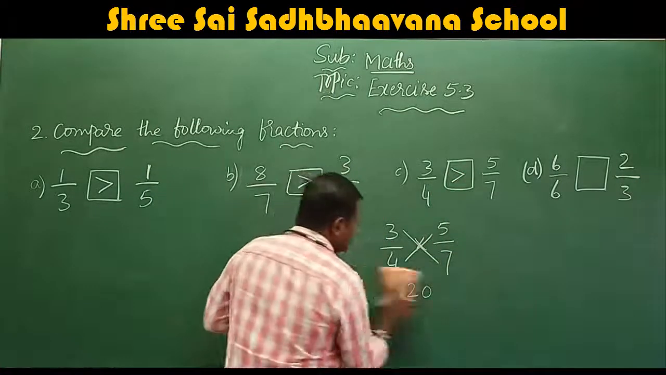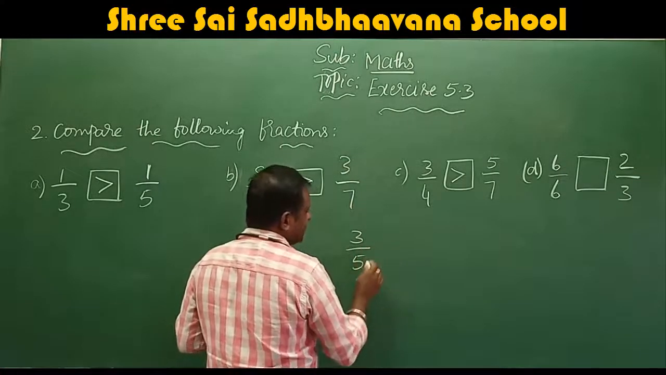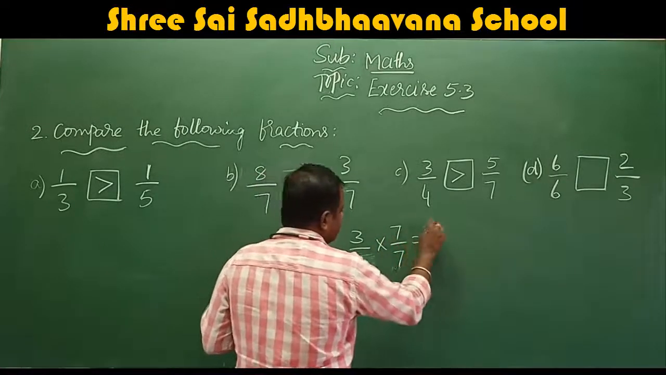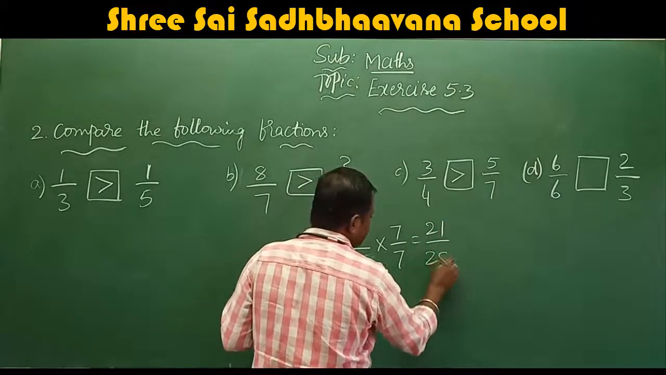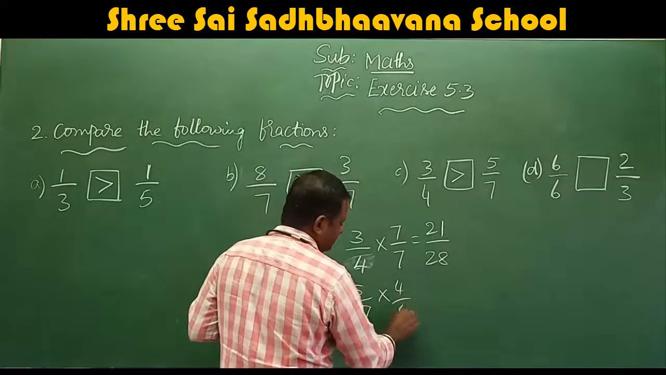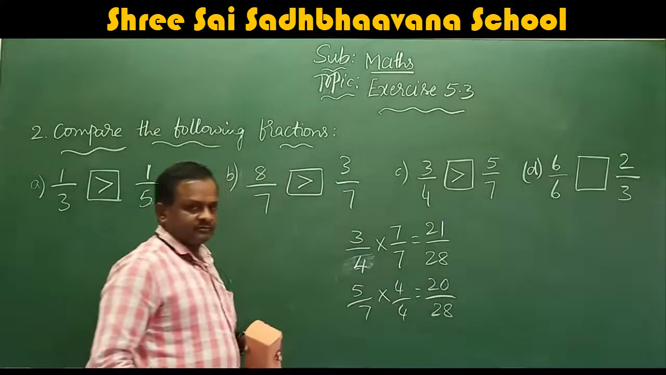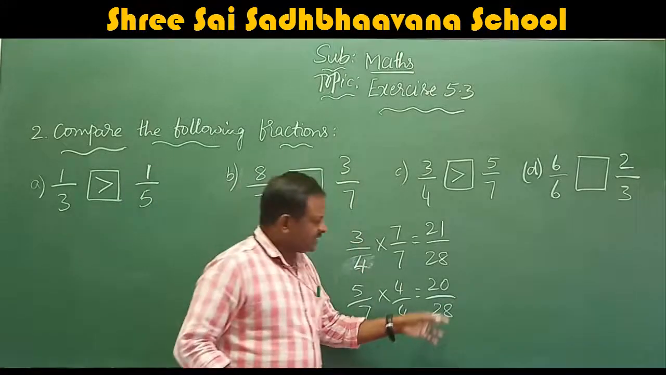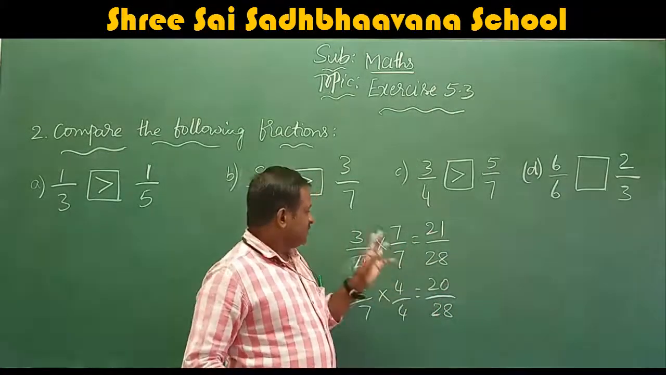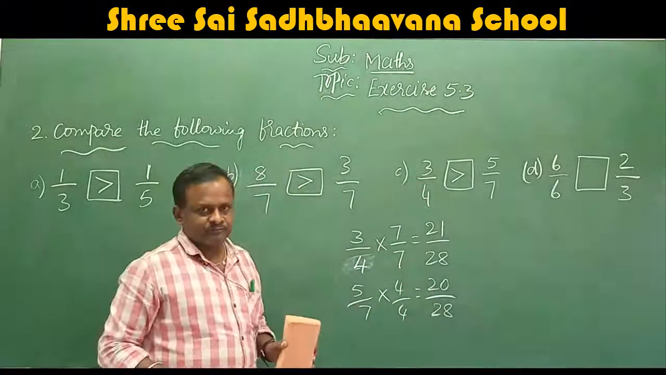Or if you have doubt, once again, how you will do is make the denominators same. Just multiply by the 7. 3 7s are 21, 7 4s are 28. The value will not change. The same way, 5 by 7 into 4 by 4. 5 4s are 20, 7 4s are 28. See, the denominators are same. Which one is greater? 21 is greater than 20. So 3 by 4 is greater than this one.